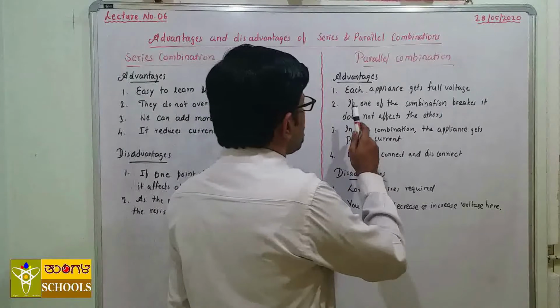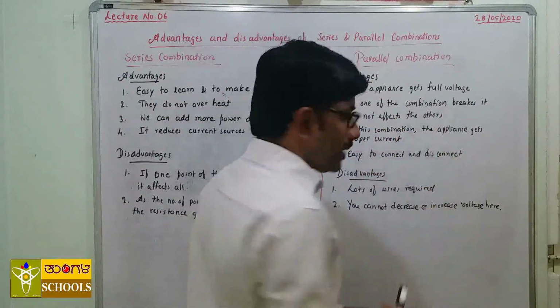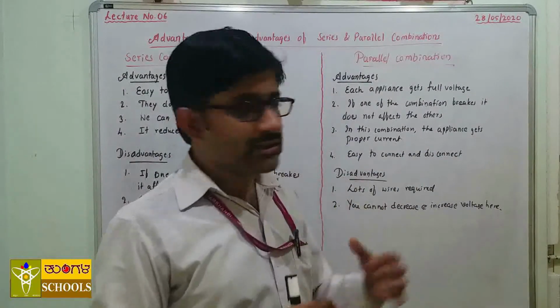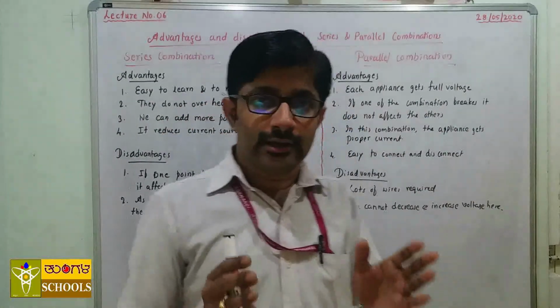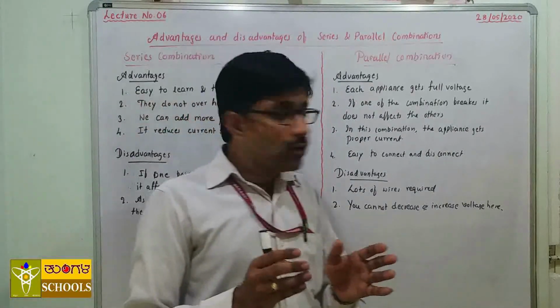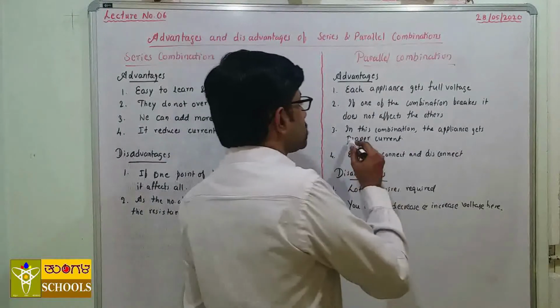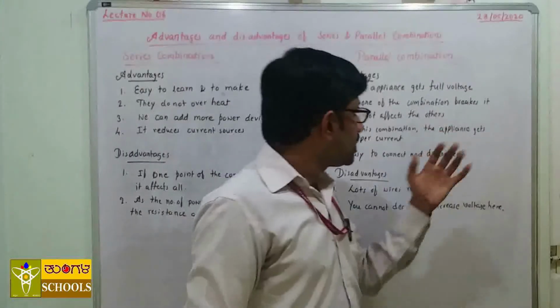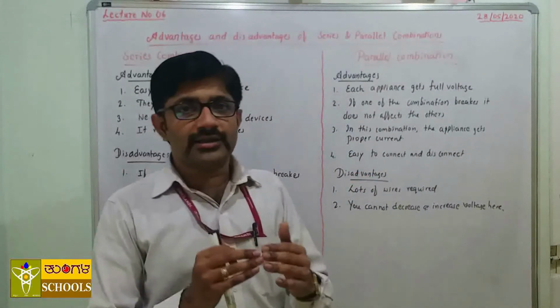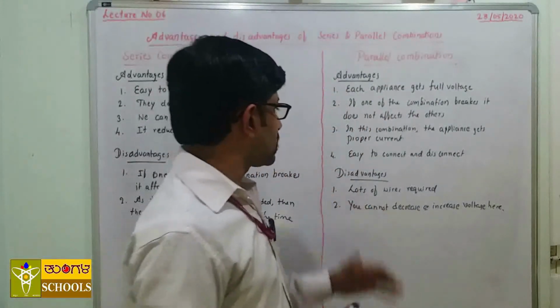Second, if one of the components breaks, the rest are unaffected. In series it is affected, but in this case it is unaffected. In this combination, the appliance gets the proper amount of current depending on the resistance.